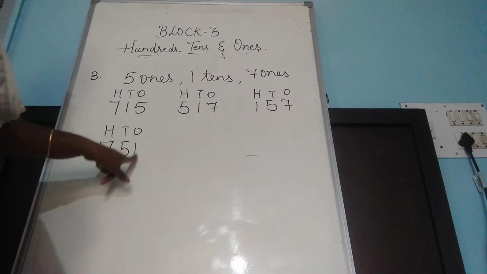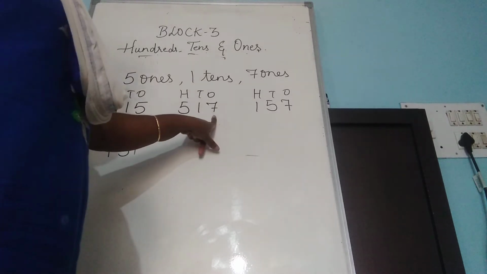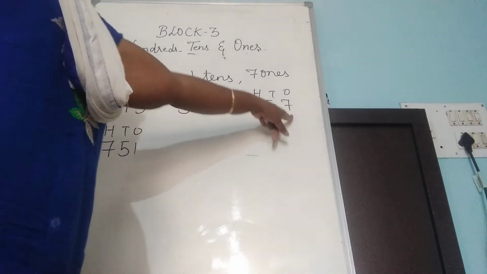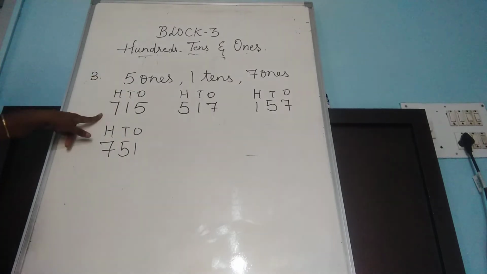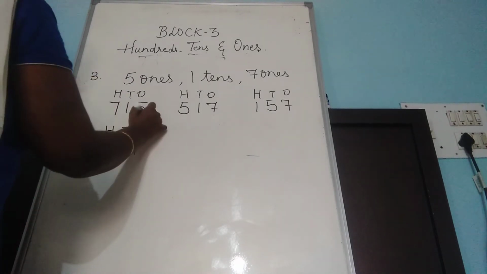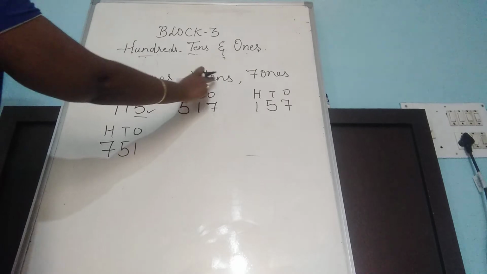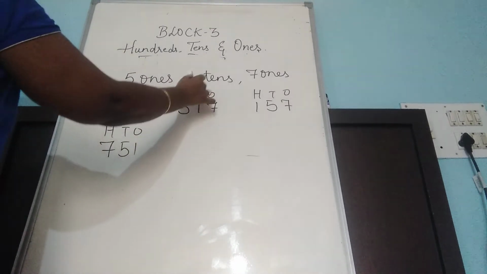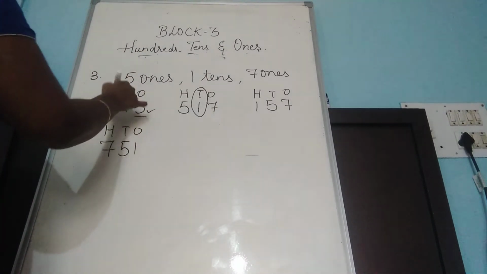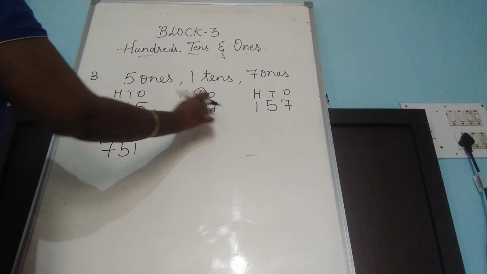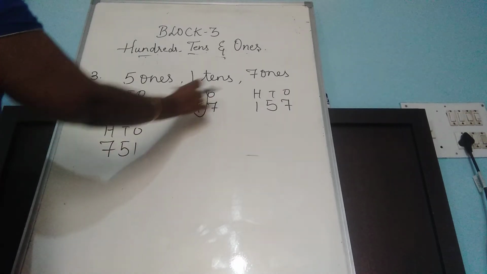So in the ones place here 1. So not this. Here 7. Not this. Here 7. Not this. I want 5 in the ones place. So here it is there. So this is correct. And 1 in the tens place. So this also has 1 and this also has 1. But here there is no 5. So this is correct.